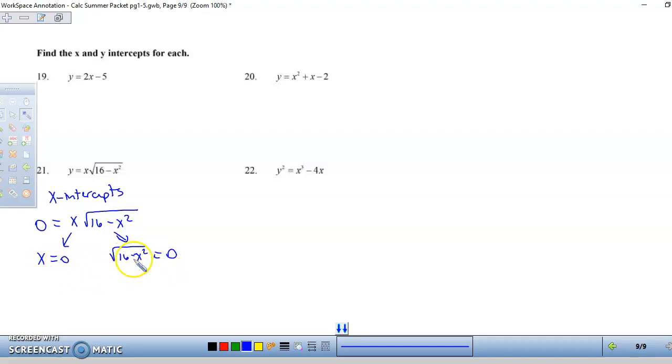This is 0, that's easy enough. Here you just want to think, well, how do I make this 0? Well, I would have to have x squared equal to 16. So x is equal to plus or minus 4. So my intercepts for the x would be at (0, 0), (4, 0), and (negative 4, 0). Okay, that's it for now.